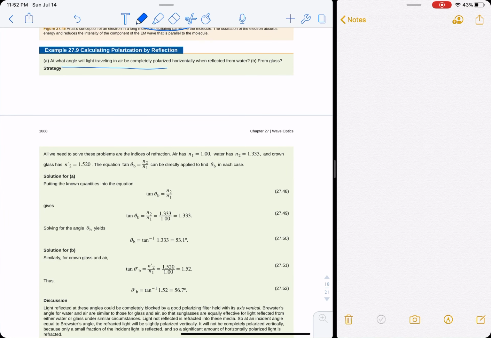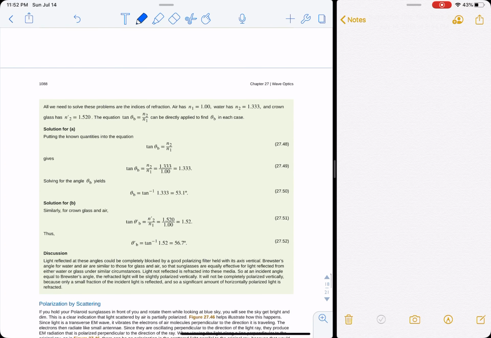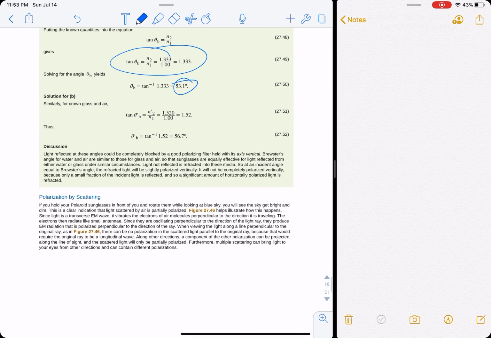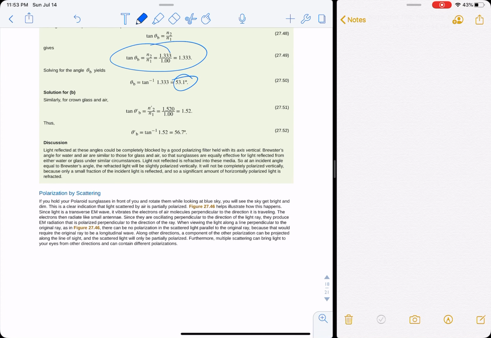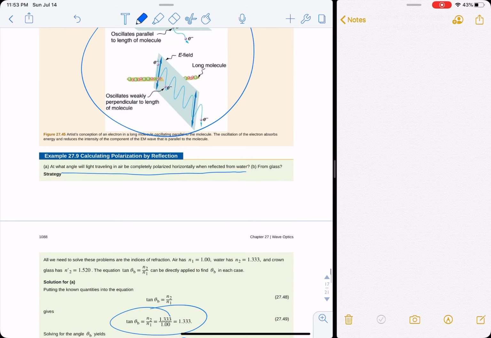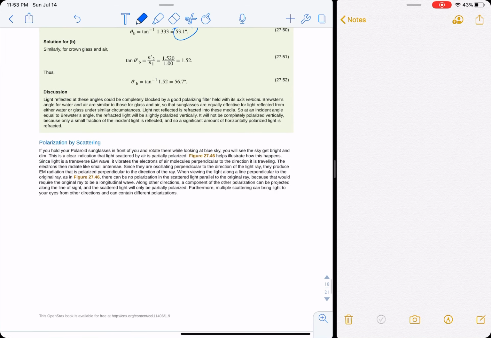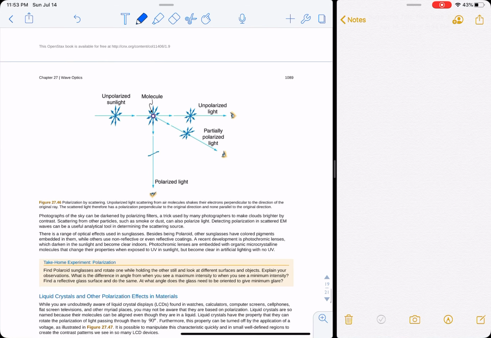What angle will light be completely polarized when reflected from water? And so then you put your air as 1 and water as 1.333, and you solve for the angle, and at 53.1 degrees, rays of light coming in at water will be completely horizontally polarized. So that's called Brewster's angle.